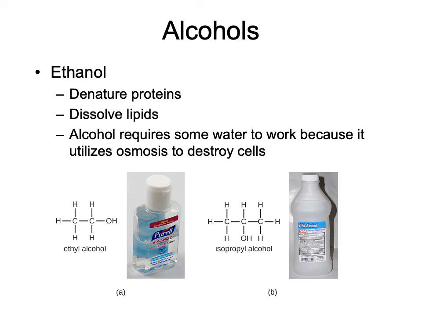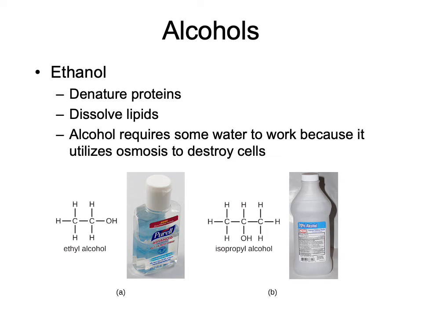When we hear about hand sanitizer, there has been a lot of talk about the percentage of alcohol that is in that particular hand sanitizer or in that particular type of disinfectant. The key for alcohol being effective is it cannot be 100% alcohol. It has to have some water in order for it to work, because it utilizes osmosis and the flow of water to destroy the cells.